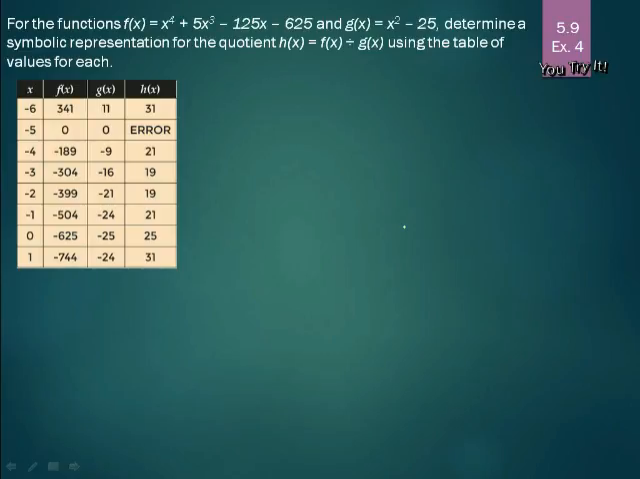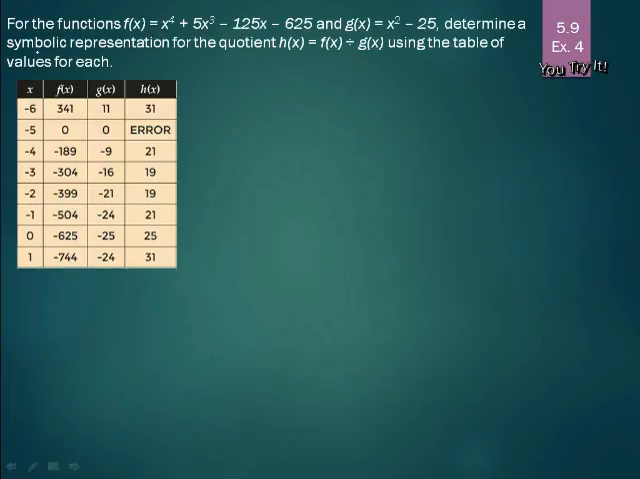For the functions f of x equals x to the fourth plus 5x cubed minus 125x minus 625 and g of x equals x squared minus 25, determine a symbolic representation for the quotient h of x equals f of x divided by g of x using the table of values for each.